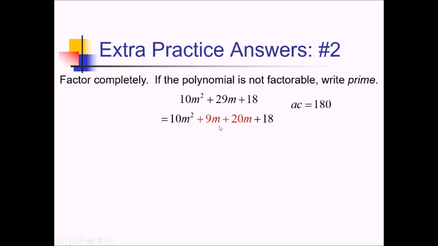And now I can use grouping since I have 4 terms. My first pair of numbers here, I can take out an m. That leaves me with 10m plus 9. And then for the next two, it looks like I can take a 2 out of those. So that's going to be 10m plus 9 there as well. And 10m plus 9 is my common factor. So that's going to come out of everything, leaving me with m plus 2 in the other parentheses.